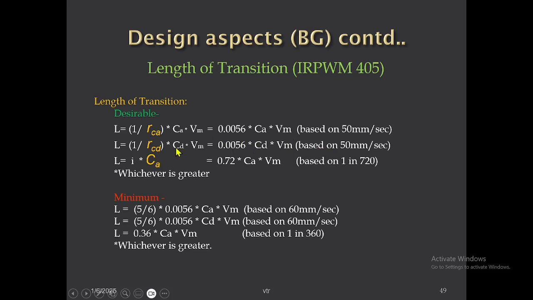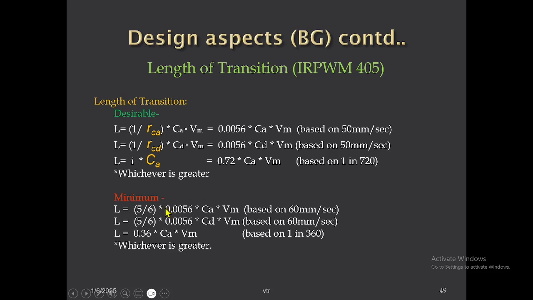Similarly for cant efficiency, same thing, 0.0056 CD into VM. And cant here 1 in 720. So 1 in 720 means 0.72 into C into VM. Okay, this is cant actual, cant actual into VM, whichever is greater, and we have to choose.